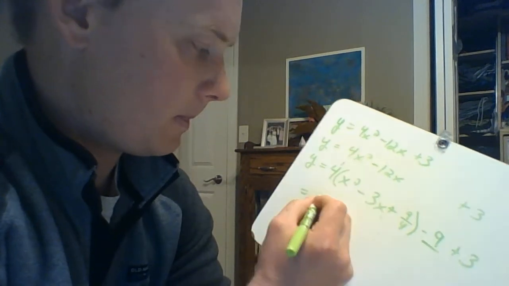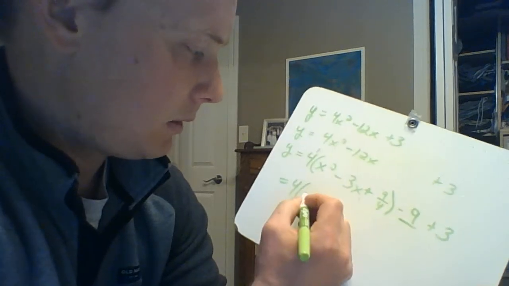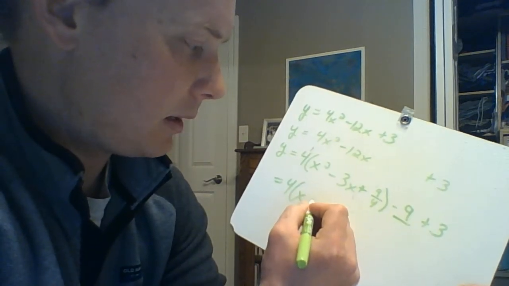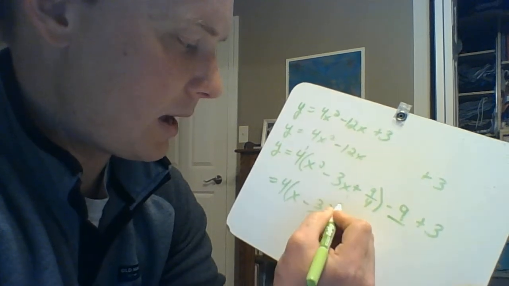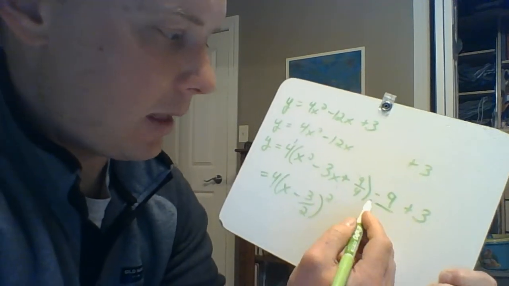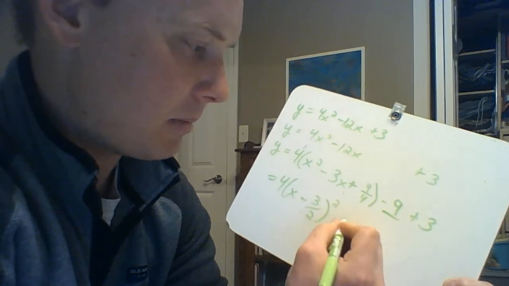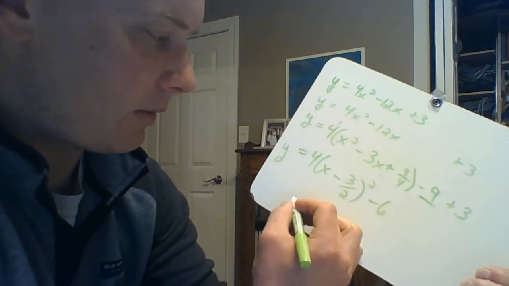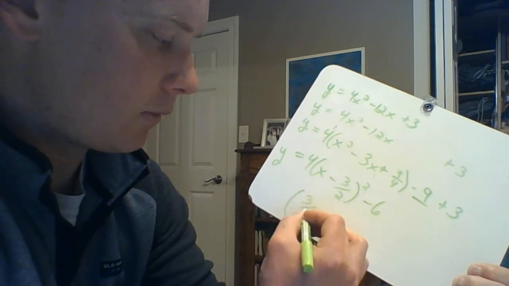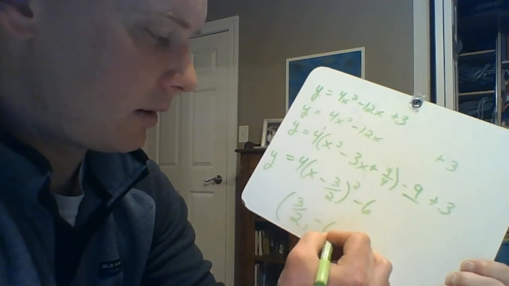All right, now this is a perfect square. It's x minus 3 over 2, or -1.5, squared. And then we combine these out here and get -6. And so our final answer, if we were to identify the vertex, is at 3 over 2, comma, -6.